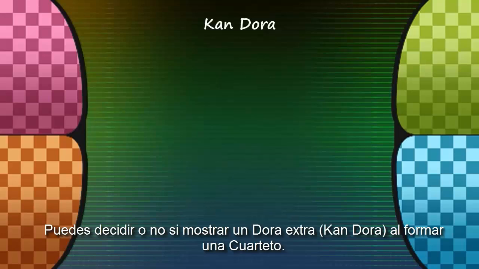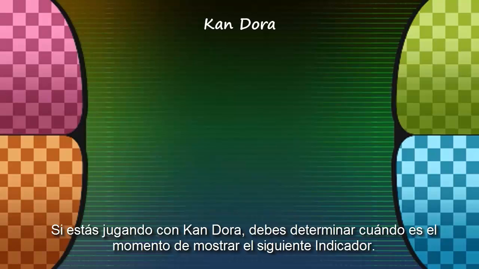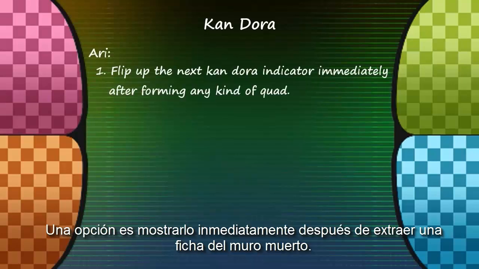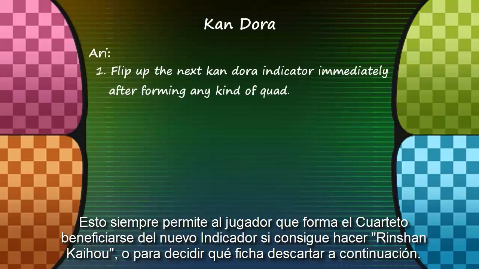You may choose to play with or without revealing additional Kan Dora indicators when a player creates a quad. If you play with Kan Dora present, you must choose the timing option for when to flip up the next Kan Dora indicator. One setting for this option is to always flip up the next indicator immediately after the dead wall draw occurs. This always affords the player who declared Kan the benefit of the new Dora indicator in the case of Rinshan Kaiho, or at least when choosing which tile to discard next.